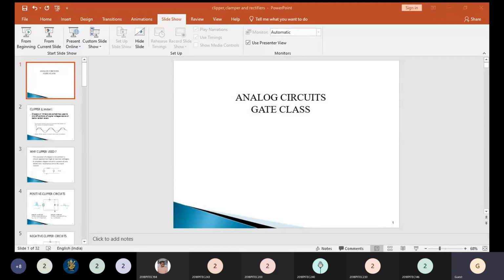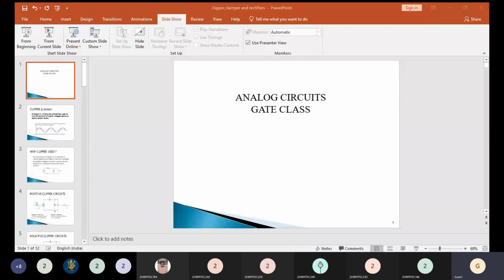So moving to the negative clipper concept, the reverse of the positive clipper. Only the diode connection is changed. The other end of R1, the cathode, is connected, and the anode is connected to the ground. During the positive half cycle, what happens? The diode will be in reverse bias, that is an off condition.